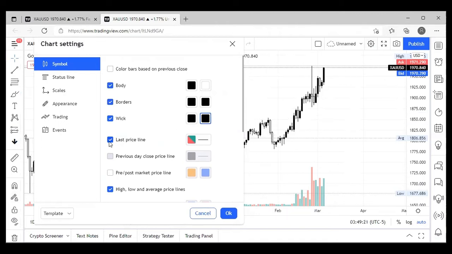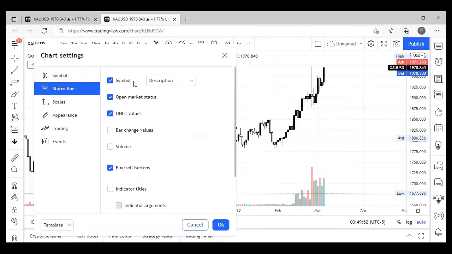And if I want to have the last price line, I can have it. If I don't want to have it, see the difference. So there's this last price line here. When I click on this, it disappears. When I click on it, it adds. So this is where you customize your chart, okay? High, low, and average price lines, I can remove them. I can add them. I can remove them. I can add them. Remove, add. Make sense? Okay.